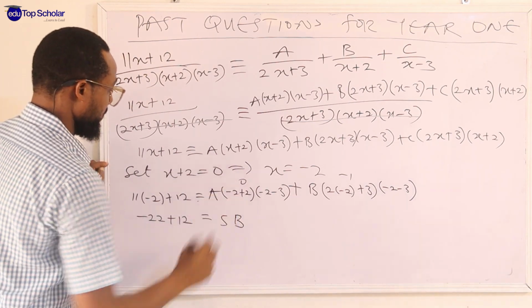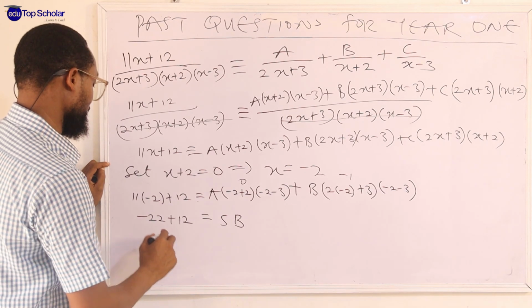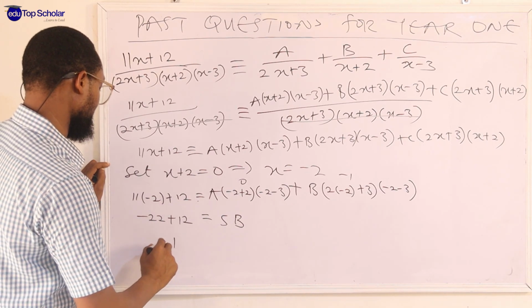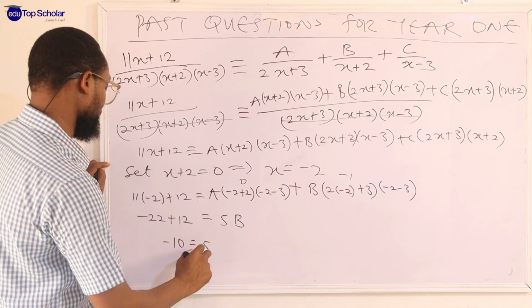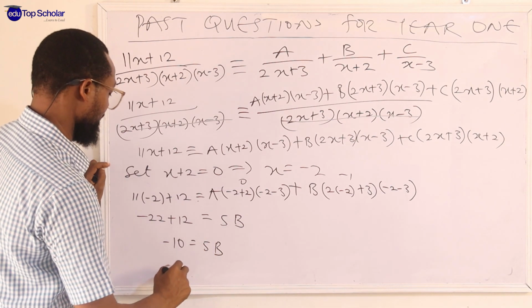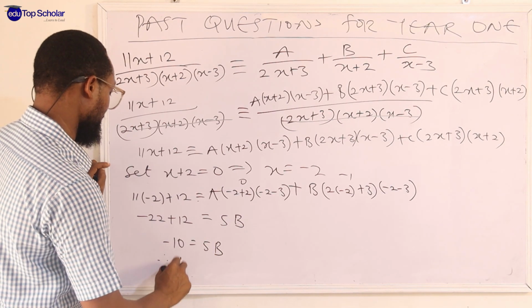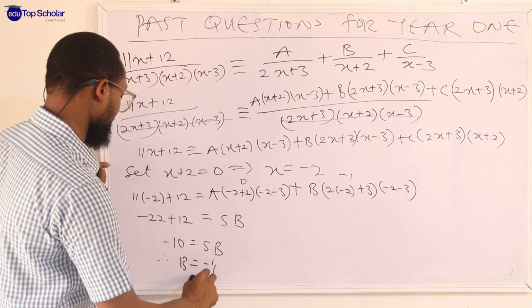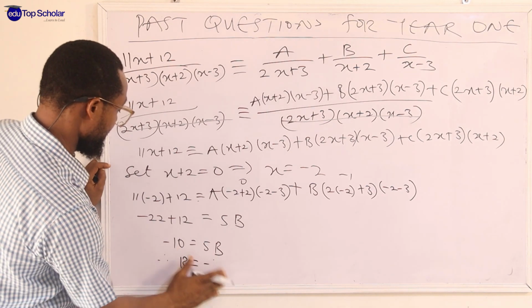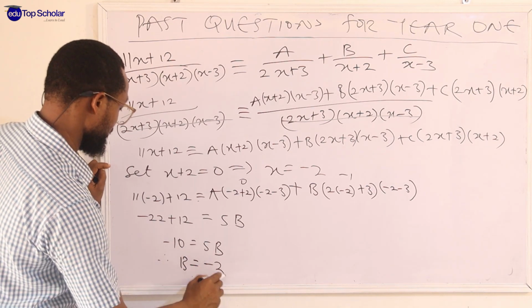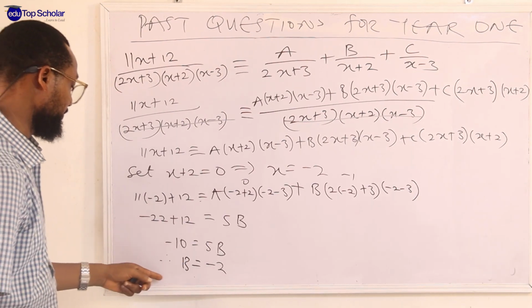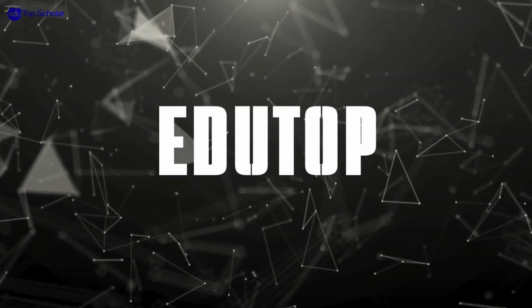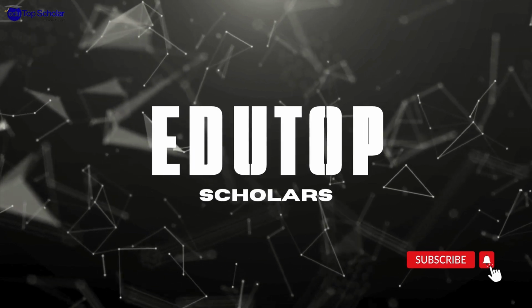Since this one is a 0, we now have minus 10 equals 5b. And therefore, our b here is equal to minus half. Sorry, minus 2. If I divide by 5, I have b equals minus 2.